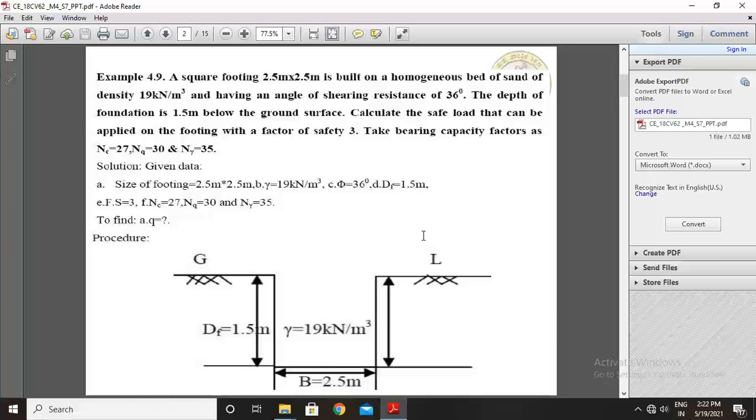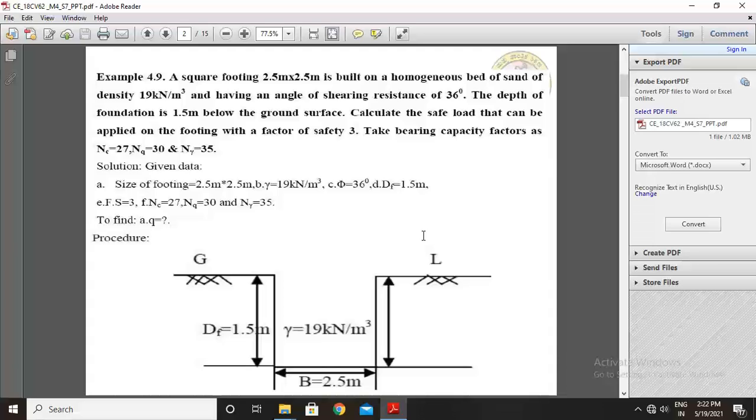In this session also, some different numerical problems are required to solve. In the last sessions we have solved some different problems, and in this session also I want to solve some different cases of problems to determine bearing capacity as well as size and shape of the footings. Let us say today's problem.